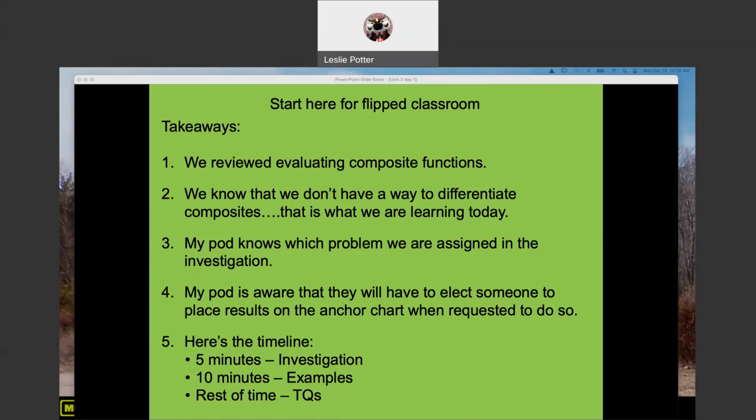Somebody's got to put the Post-its up when you have stuff done. This is a really quick investigation. It should take about 5 minutes. Then we're going to have some examples, which should take about 10 minutes. That should leave us a good half an hour or so for topic questions.